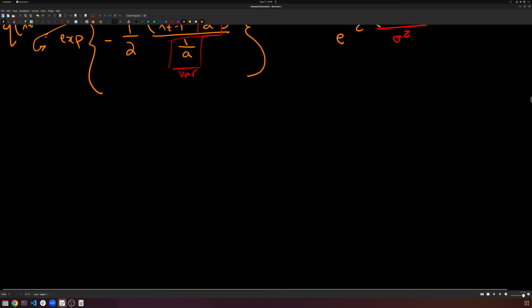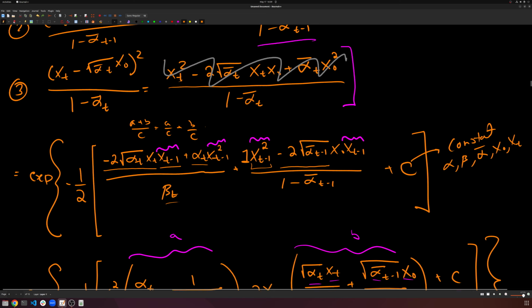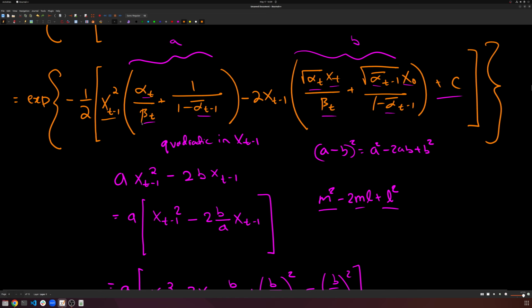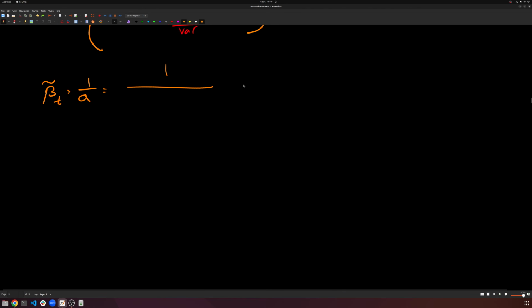To keep the notation correct, the variance they use for the reverse process is called beta hat, or beta tilde maybe. Beta tilde is the reverse process variance. It's just their notation. This is our 1 over a that we care about, and we know exactly what a is. That's just what we had here. It's all of this stuff right here. So let's do 1 over that, just like normal.